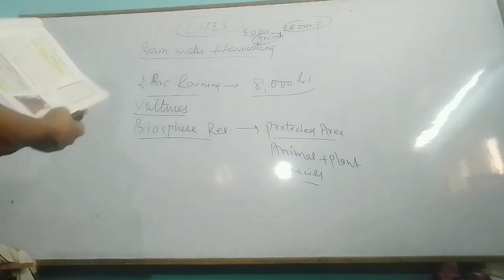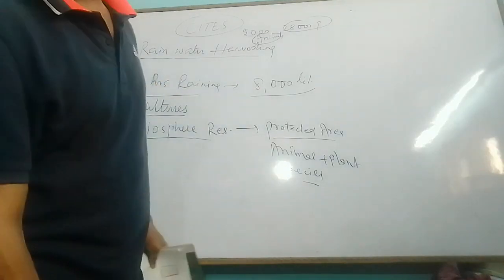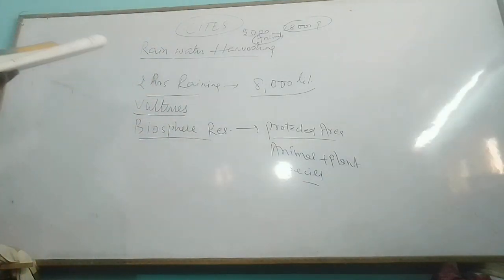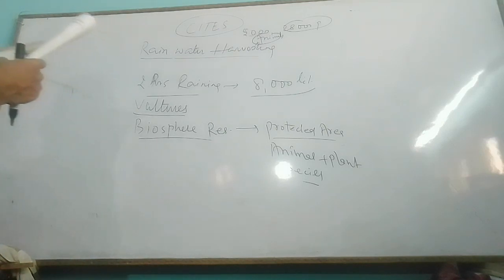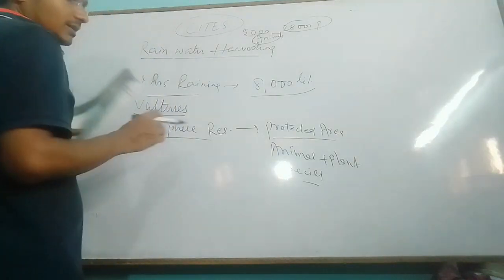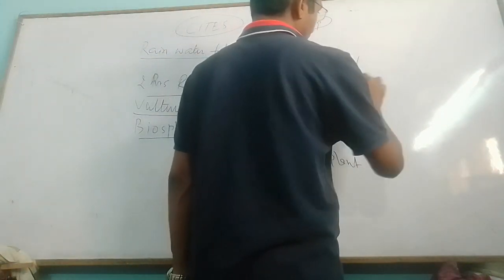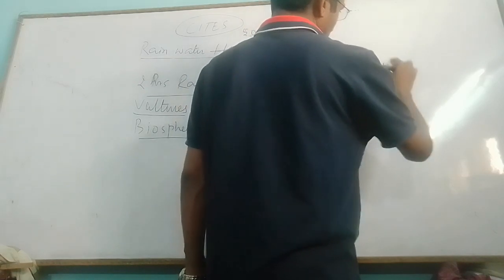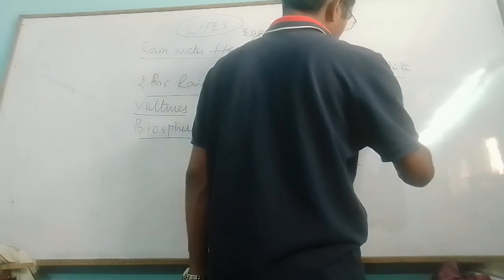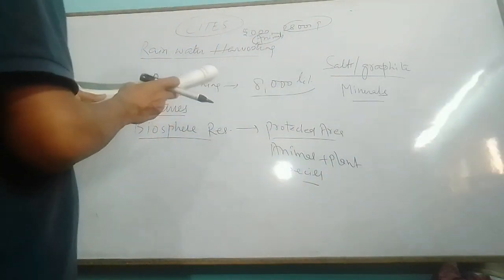So in the third chapter there are some keywords which are extremely important. The salt in your food and graphite in your pencils are also minerals. So salt and graphite, which is in the pencil, are also minerals.